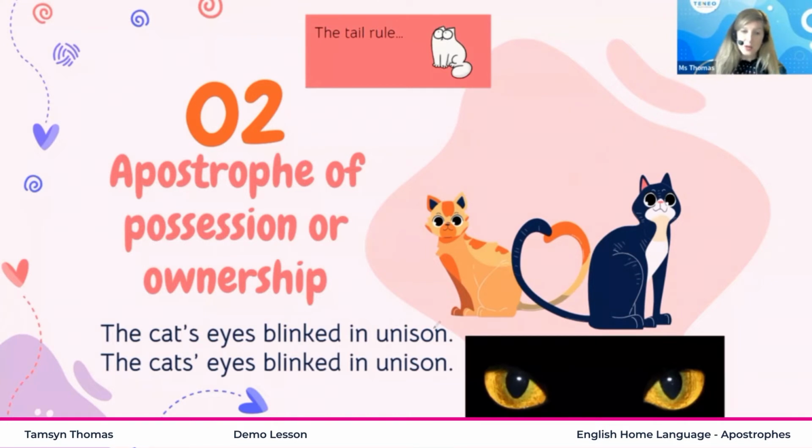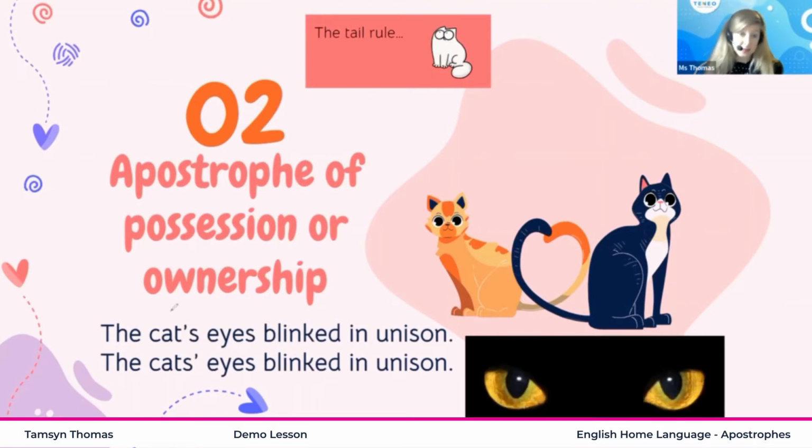In this case on my screen, I have two sentences and at first glance they look very similar. They both say the cat's eyes blinked in unison. But is there a difference? Can anyone pick something up? Yes, Sandile? Excellent work, Sandile. I can see you have been concentrating this lesson.